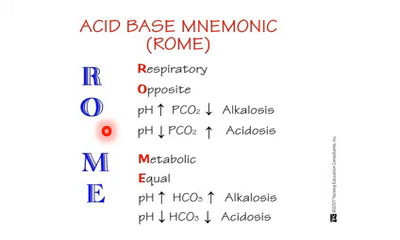In case of metabolic, we find that it is equal, that is, both go up or down in the same direction. That is, in metabolic alkalosis, both pH and bicarbonate go up, whereas in metabolic acidosis, both pH and bicarbonate will go down. ROME, a mnemonic to remember the acid-base disorders.